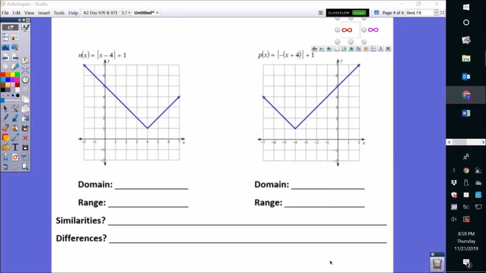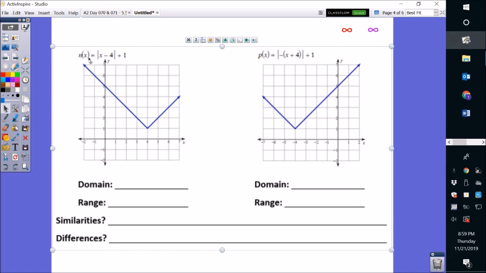Let's take a look at these next two examples. We have n of x equal to the absolute value of x minus 4, and then plus 1. Now on the right, we have p of x equals the absolute value of negative x plus 4, and then plus 1.